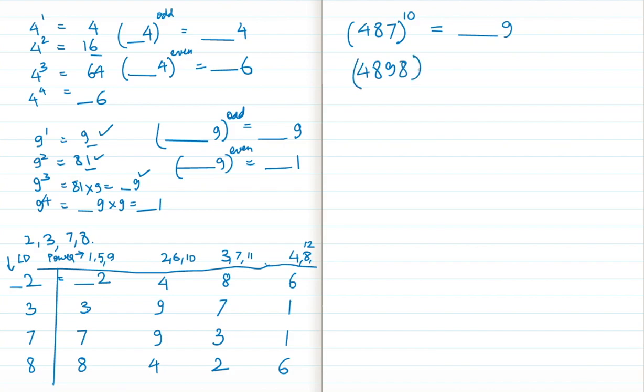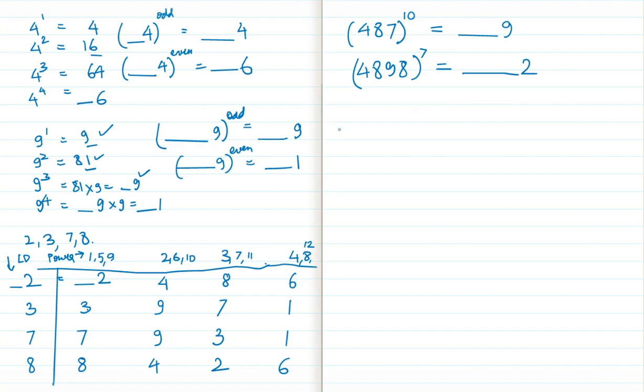Okay, the last digit is 8, so the power is 7. I'll just find it in this table. This is 8, last digit 7. I have the answer would have the last digit 2. Okay, hope this is becoming clear. If it is not clear, feel free to rewind the video and watch it again.